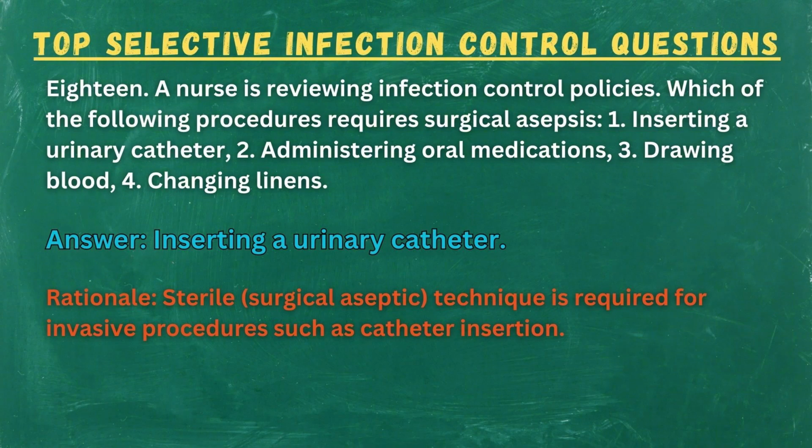18. A nurse is reviewing infection control policies. Which of the following procedures requires surgical asepsis? 1. Inserting a urinary catheter. 2. Administering oral medications. 3. Drawing blood. 4. Changing linens. Answer: inserting a urinary catheter. Rationale: sterile surgical aseptic technique is required for invasive procedures such as catheter insertion.